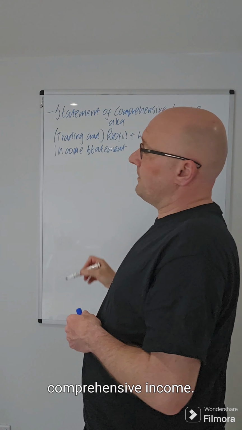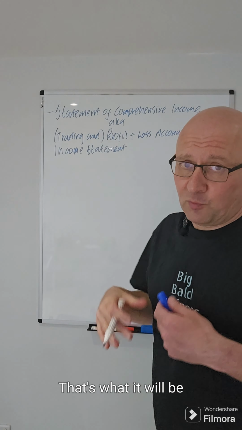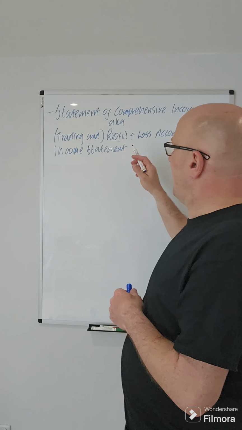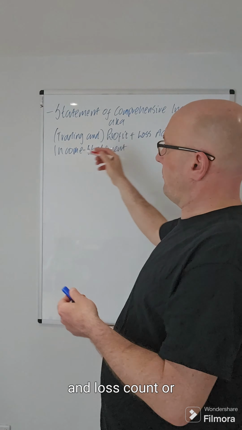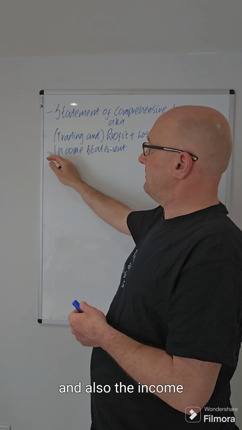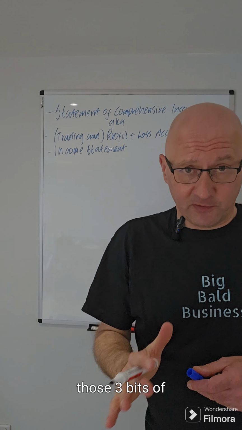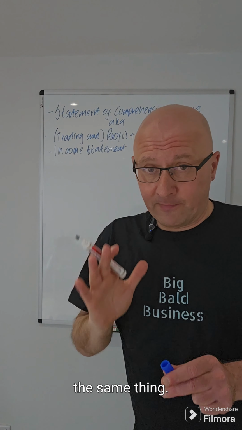Statement of comprehensive income, that's what you need to call it. That's what it will be referred to in the exam. The trading and profit and loss account, or profit and loss account, and also the income statement. So if you see any of those three bits of terminology, it's all referring to the same thing.